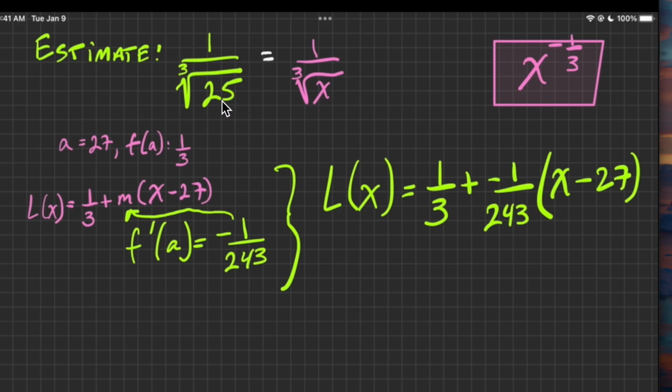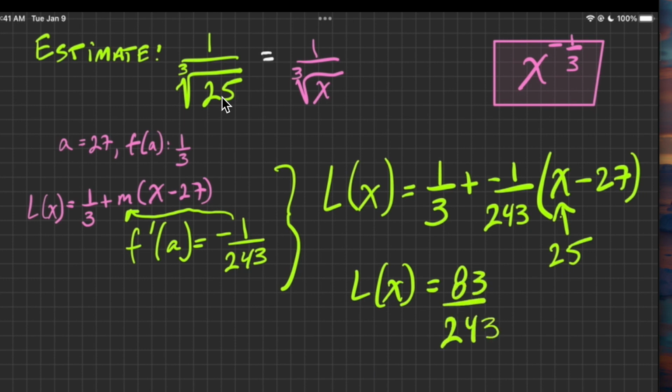Folks, we are ready to go ahead and plug in what they want us to estimate. They want us to estimate when x is 25. So we're going to put 25 right into here. And when all the smoke clears, we get an L of x equal to 83 over 243. Crazy.